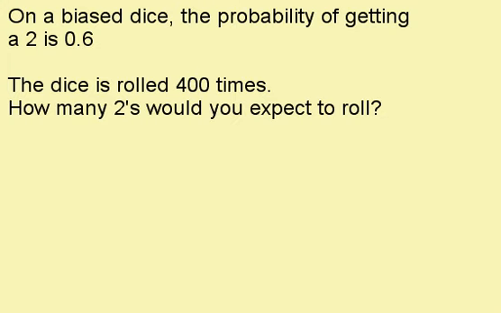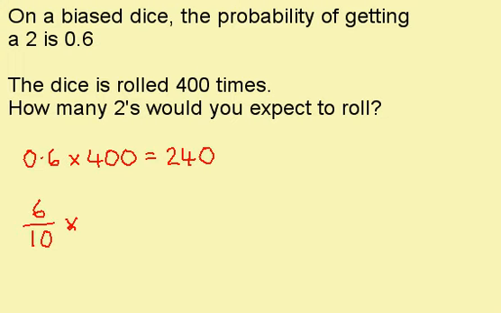For this question, you should have done 0.6 times 400, which gives you the answer 240. The alternative way is to do 6/10 times 400. This will also give you 240.